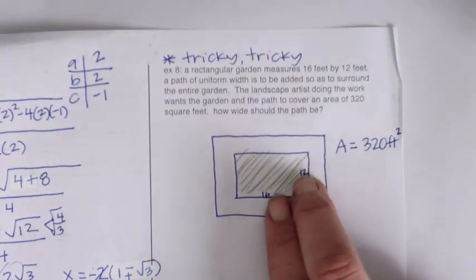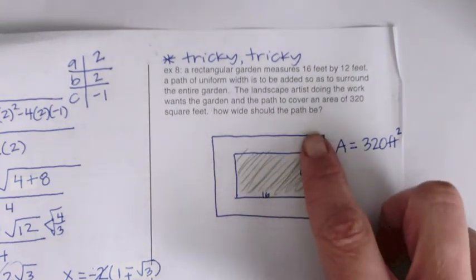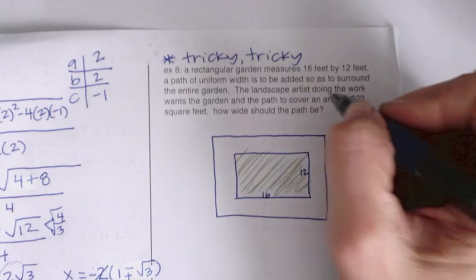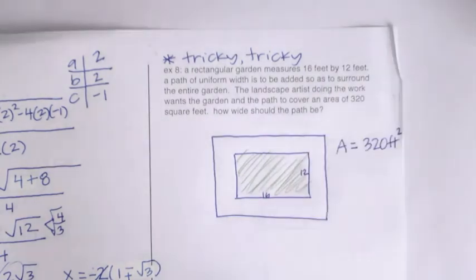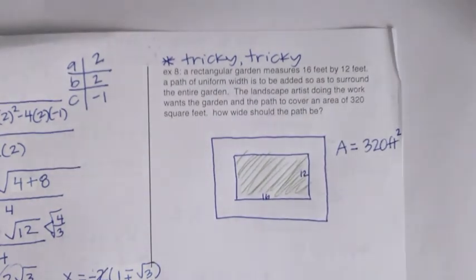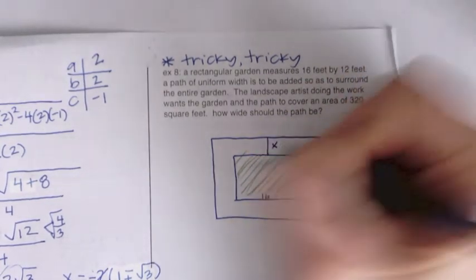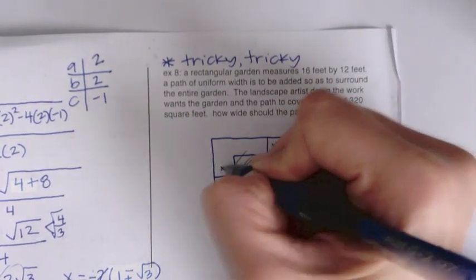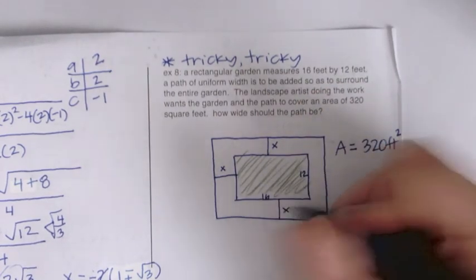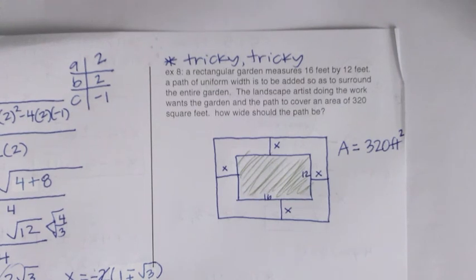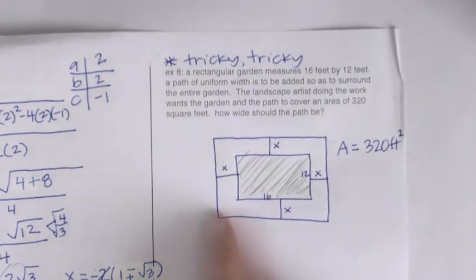Now we know part of it is 12 times 16, but what they want to know is how wide should he make the path. So when they say a path of uniform width, it's like a picture frame. It means it's even all the way around. So even though we don't know the width of the path, what we do know is it's the same dimension. So if one side is 2 feet, they're all 2 feet, etc. So the area that we have is for the whole thing.